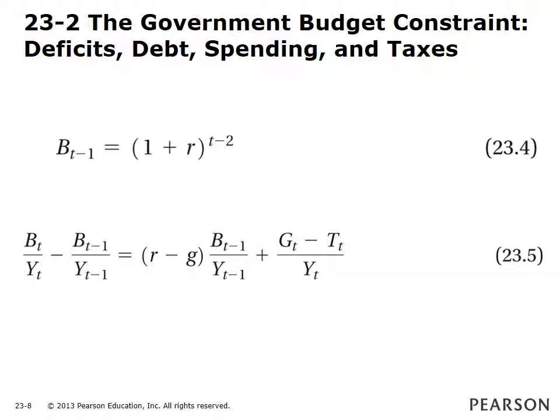Equation 23.5 implies that the increase in the ratio of debt to GDP will be larger the higher the real interest rate, the lower the growth rate of output, the higher the initial debt ratio, and the higher the ratio of primary deficit to GDP.